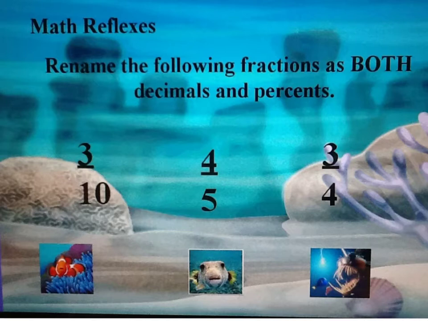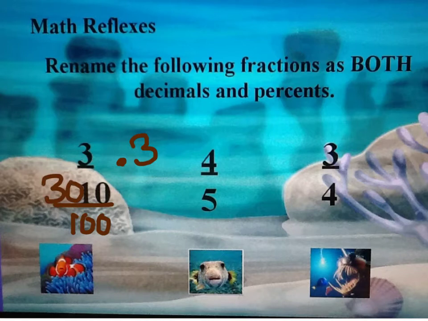3 tenths, decimal 3. Okay, so that's the tenth place value. Looking at percent, if we made it out of 100, how do we go 10 to 100? We multiply by 10, so we have to do that with our numerator to get 30. Whenever it's out of 100, we can get our percent by just saying 30%.